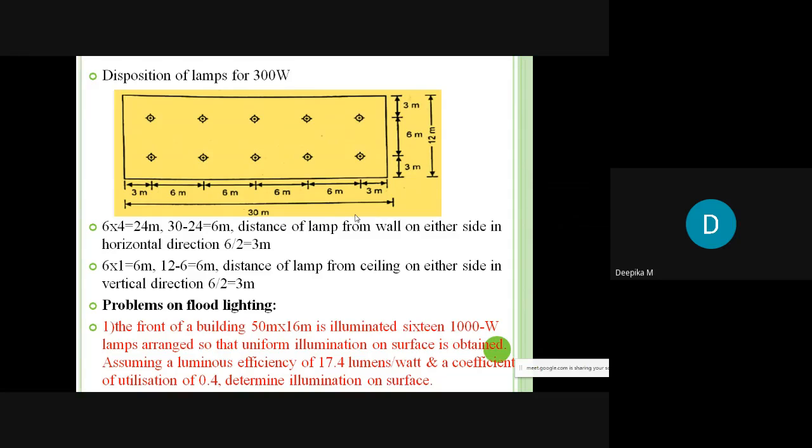So therefore, here the building is having 50-meter length and 16-meter height, and is to be illuminated by 16,000 watt lamps. So to illuminate uniformly, you need 16 lamps, each having 1,000 watt, arranged so that uniform illumination on the surface is obtained. If you use it like this, you will get uniform illumination. So assume luminous efficiency is 17.4 lumens per watt and coefficient of utilization is 0.4. Determine the illumination on the surface.